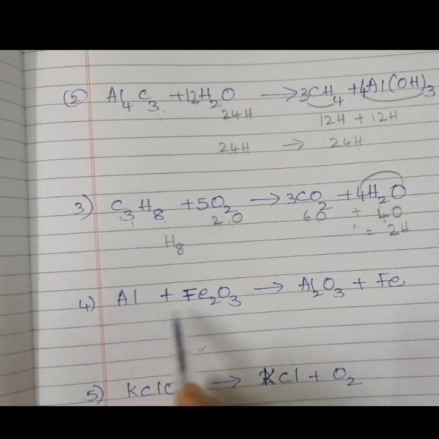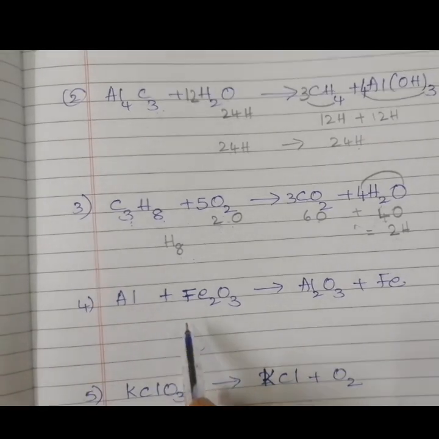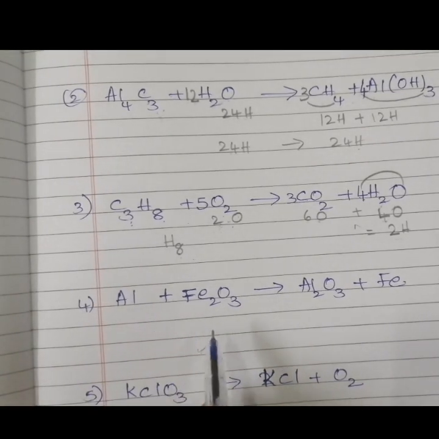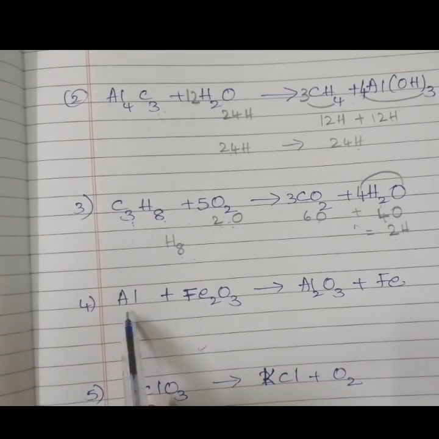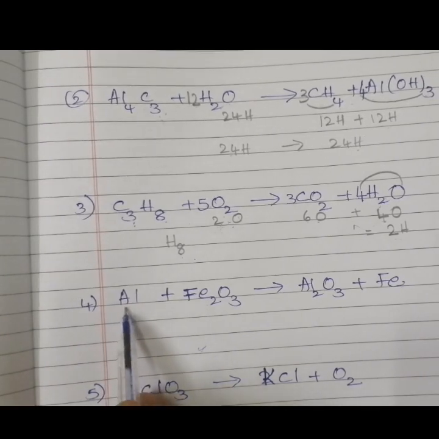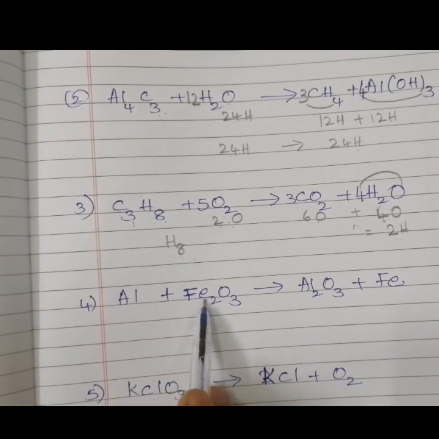First we'll take aluminum, or we can take iron, whichever we want, we can take that particular equation. We'll try to balance first with the aluminum. Tell me how many aluminums are there here? One aluminum is there. We can take aluminum, or we can take Fe also.